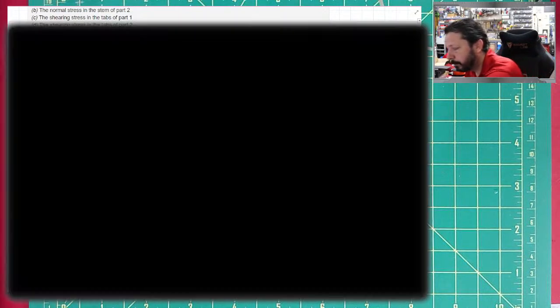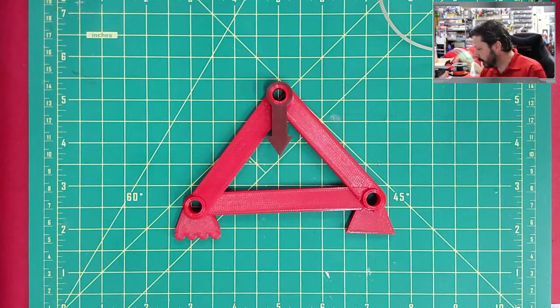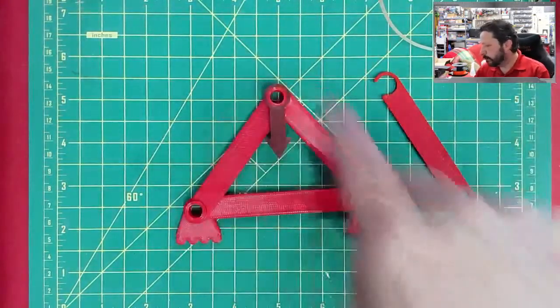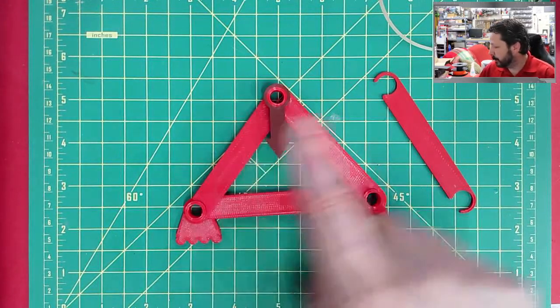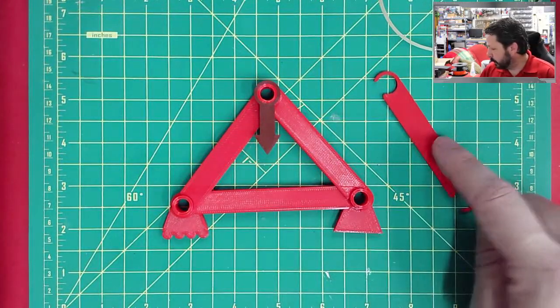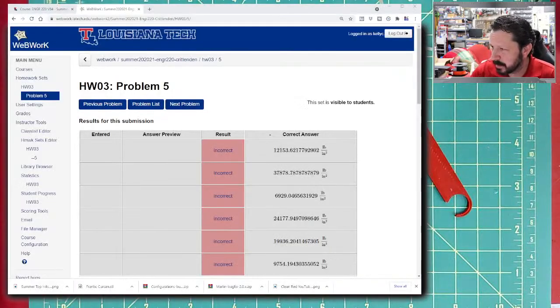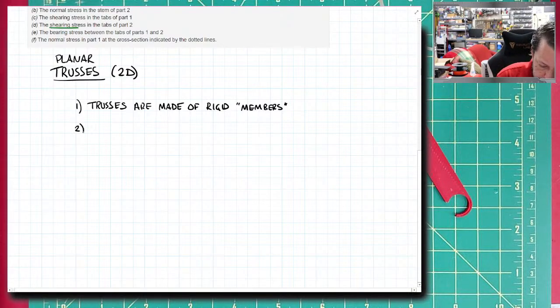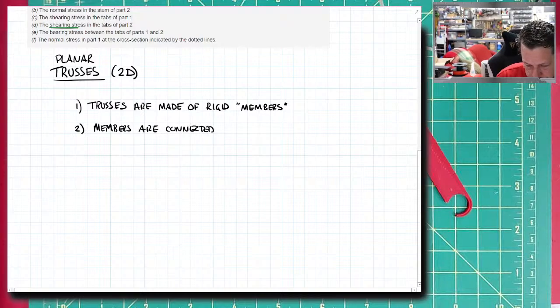So I've got a little sample truss over here somewhere, and these little pieces, that would be a truss member, and the whole thing, the simplest truss you can make with just one single triangle, is going to be a truss. So this is a member, this is a truss. The next thing is that these members are connected by frictionless pins.